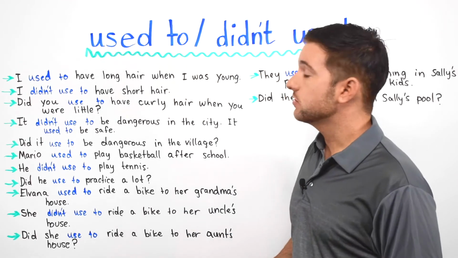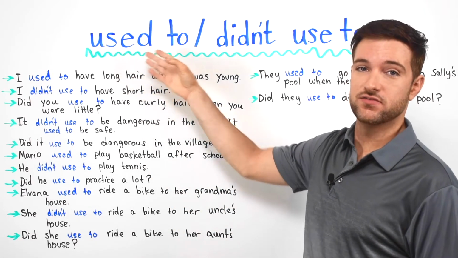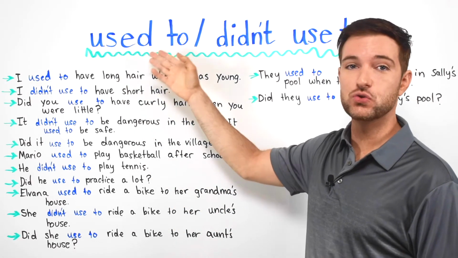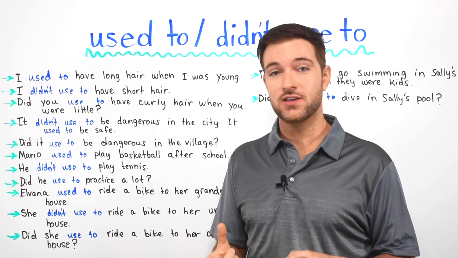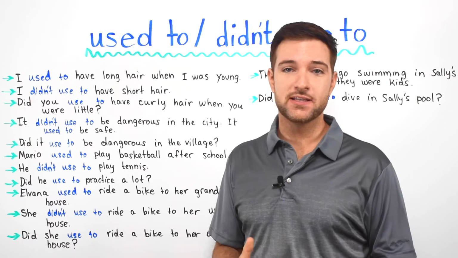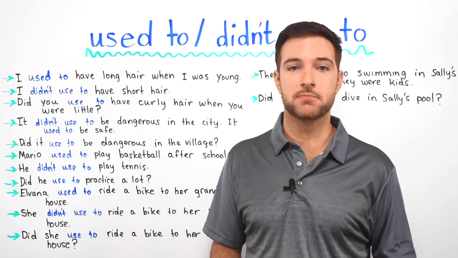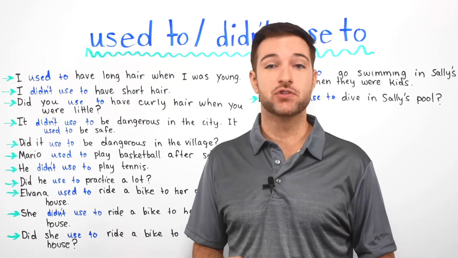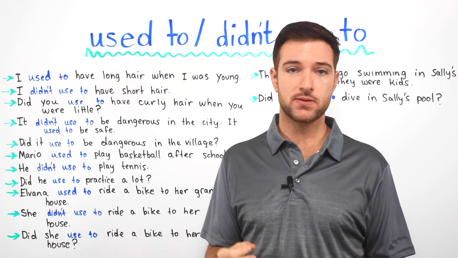Now, in English, we have a word. The word is used and then it's followed by to. So we say used to. All right, and in English, used to is used by English speakers to describe any activity that happened many times in the past, or to refer to an activity that was true in the past, but is no longer true in the present.